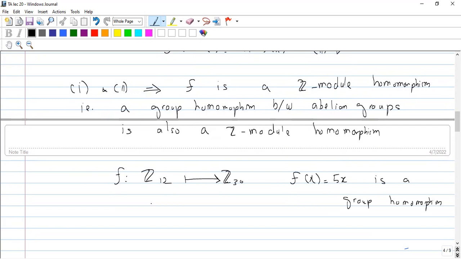सो अगर इनको मैं अब z मॉड्यूल कंसिडर करूं, अगर इसको भी मैं z मॉड्यूल अब कंसिडर कर सकता हूं, इसको भी z मॉड्यूल कंसिडर कर सकता हूं. So now f is also a z मॉड्यूल होमोमॉर्फिज्म. तो अब मैं इसको ग्रुप होमोमॉर्फिज्म है, तो अब मैं इसको z मॉड्यूल होमोमॉर्फिज्म भी कंसिडर कर सकता हूँ. So between abelian groups which are basically z modules, a group homomorphism between abelian groups is a z module homomorphism. So you can classify all z module homomorphisms easily just by taking all group homomorphisms.